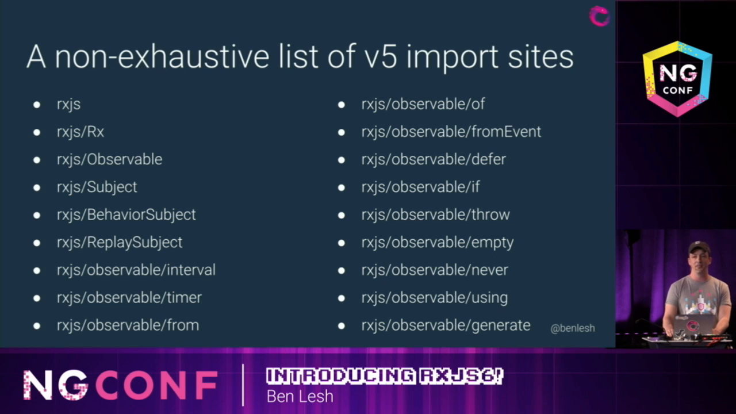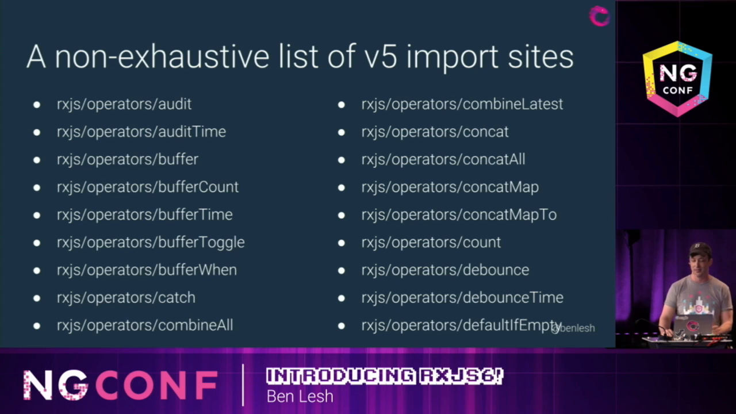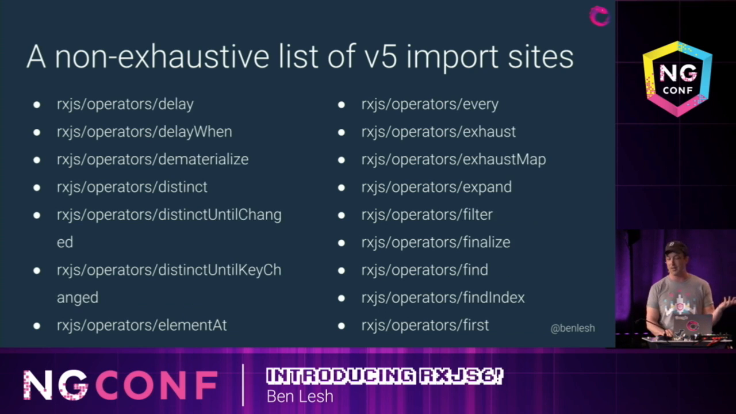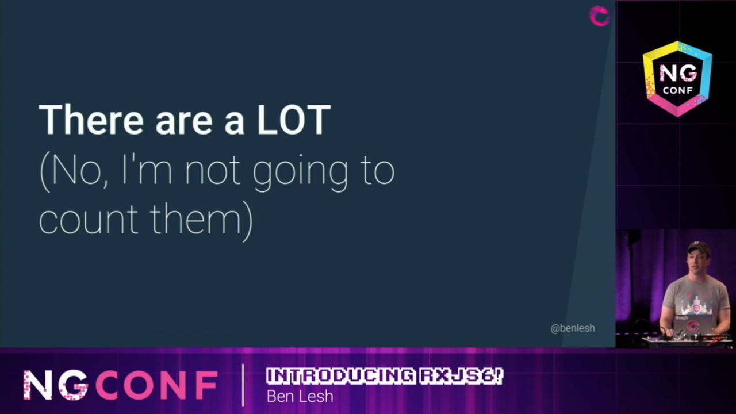But the thing is, we've got a lot of different import sites. So here's a non-exhaustive list of v5 import sites. These are all like rxjs/Rx, the kitchen sink ones. You got Observable and all the subjects. You've got schedulers, all the creation methods. These are the operators in alphabetical order. Here's one page, two pages, two columns, and we only made it to F. That's the sixth letter in the alphabet, right? And there's multiple ways to import the operators too. So there's hundreds and hundreds and hundreds of possible import sites in RxJS version 5, and it confuses people.